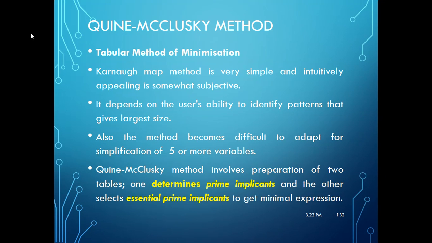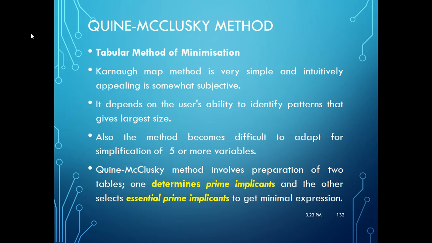If you are solving problems using 5 variable K-maps, it becomes difficult to solve them and get the minimum expressions. That is why we move on to the next topic, the Quine-McCluskey method. In this method, you can solve problems which have 5 variables also. The Quine-McCluskey method involves preparation of two tables. One determines the prime implicants and the other determines the essential prime implicants to get the minimum expression.